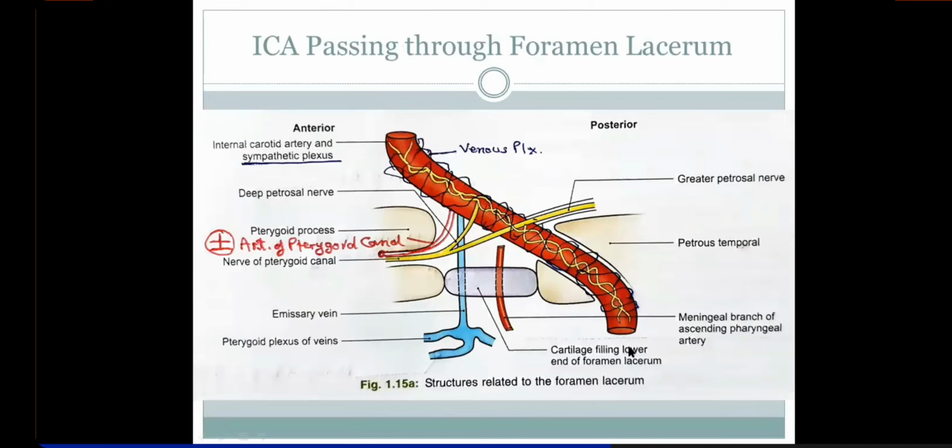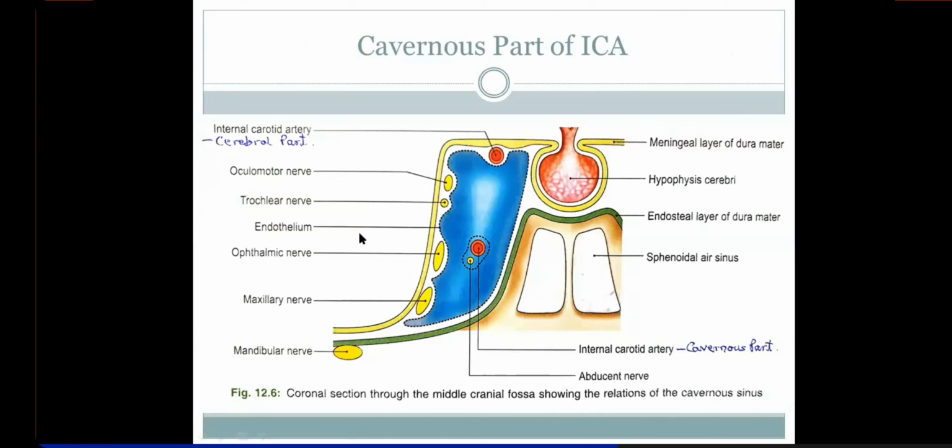Foramen lacerum, I have told you. This is the petrous temporal, this is the petrous portion of the internal carotid, surrounded by sympathetic and venous plexus. It enters into the foramen lacerum, and in the foramen lacerum it gives an artery to the pterygoid canal, then it ascends up. This course is upwards and medially, and it reaches to lie in the medial relation of the cavernous sinus in the middle cranial fossa. Other structures passing through the foramen lacerum are the meningeal branch of the ascending pharyngeal, the emissary vein connecting the cavernous sinus to the pterygoid venous plexus, and the two nerves, deep petrosal and greater petrosal, which join to form the nerve of the pterygoid canal, also called the Vidian nerve.